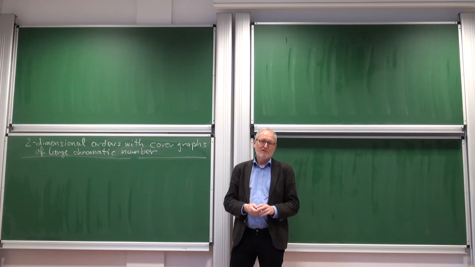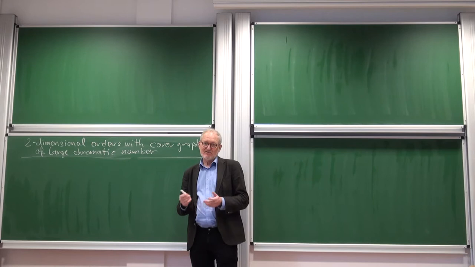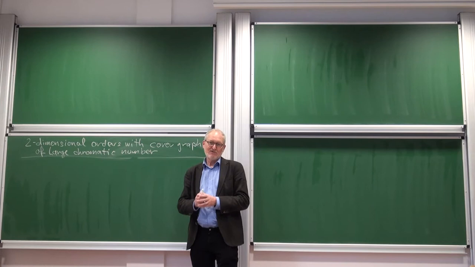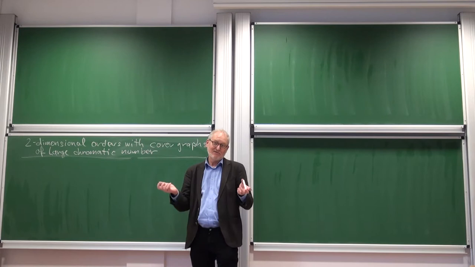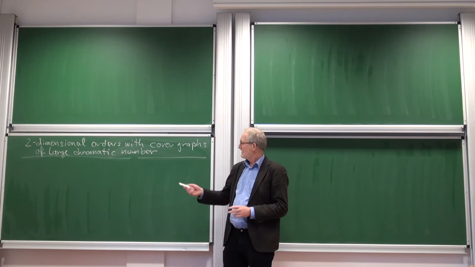At the end of the last lecture, I was mentioning that you can go on to special classes of orders and look for the behavior of the chromatic number of the diagram, the cover graph, there. And this is what we are going to do today. We look at two-dimensional orders and their cover graphs.